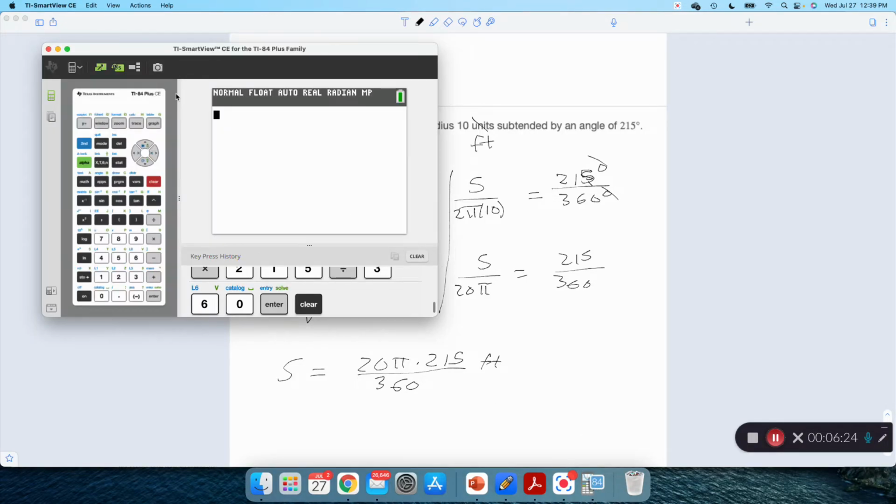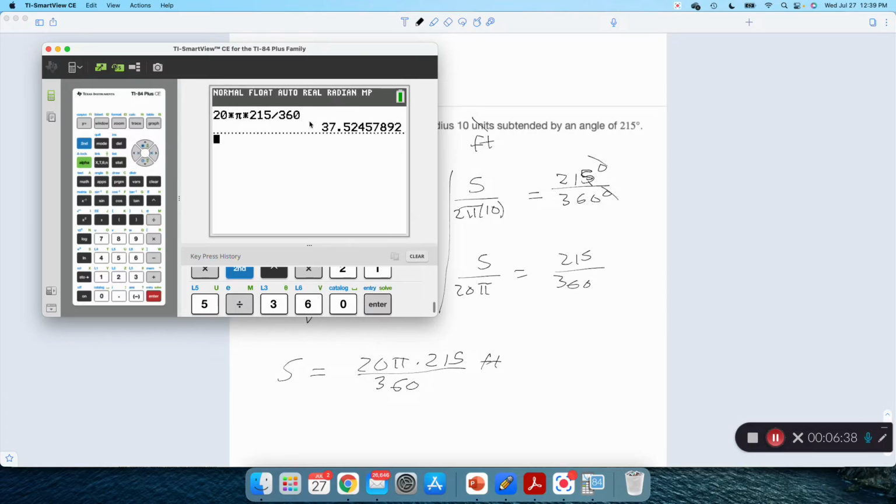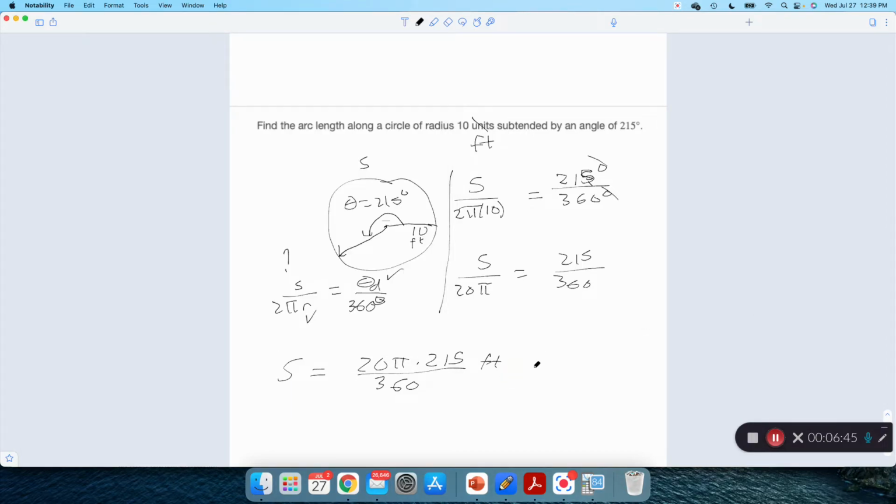And if I wanted to approximate that, if the question said round to 2 decimal places, I could just type that in my calculator. 20 times pi. To get pi, it's right there, I have to hit second. Times 215 divided by 360. There's my arc length, approximately 37.52 feet, if I rounded to 2 decimal places.